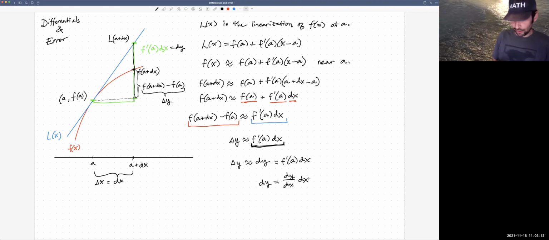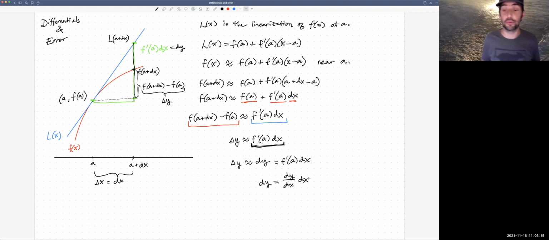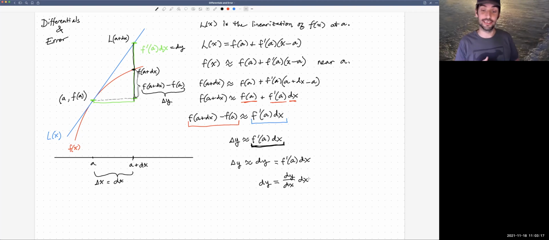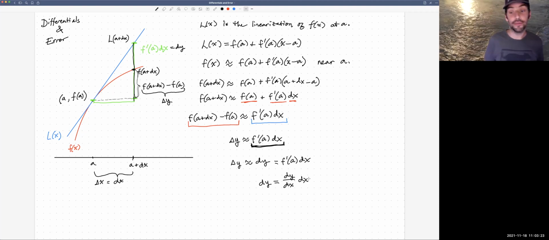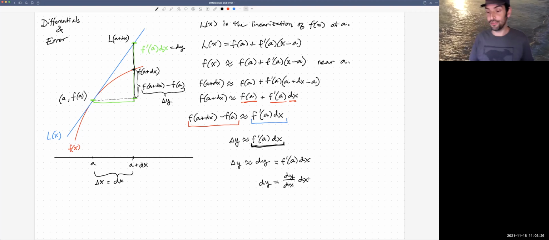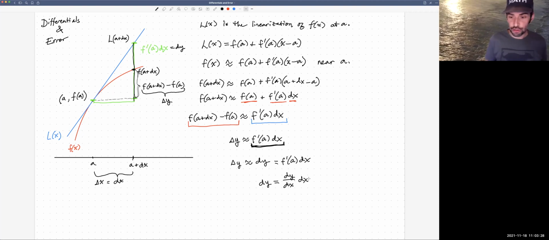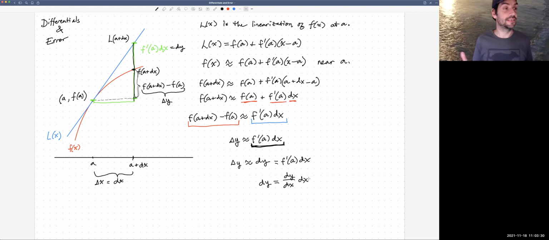And it looks like a very simple algebra problem. If we think of these dy's and dx's as the same thing, we started with dy over dx equals f prime, and we multiplied both sides by dx, right? But even though it algebraically looks fairly straightforward, it's telling us something important.